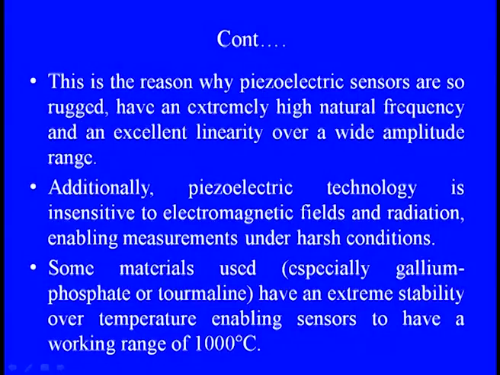Some materials, like gallium phosphate or tourmaline, have excellent stability even over a temperature range of 1000 degrees Celsius.